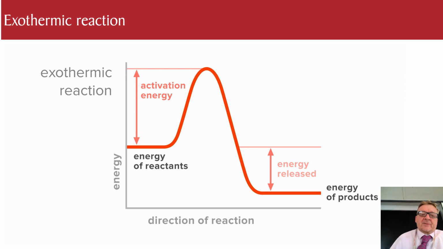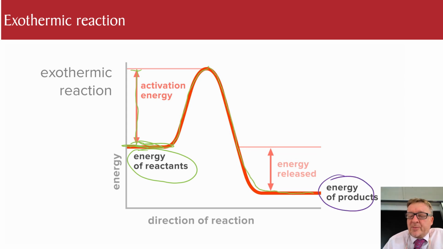Now, there's two graphs I'm going to go through. This is an exothermic reaction. Okay, I'll start off with green. Here, you start off with the energy of the reactants. What you then do, you have to put some energy in, which is called the activation energy, which is this. And that is the energy required to actually start the reaction. When the reaction starts, the reaction continues, and gets down to here. This is then the energy of the products.